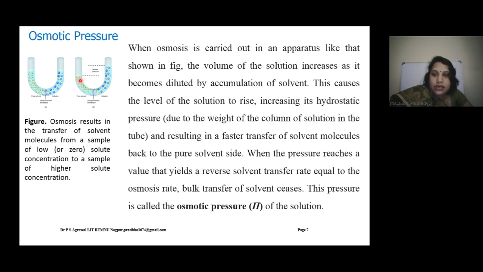solution. See, its height is less, its height is more. So whatever the height, the weight of the column, the pressure rises. And it results in a faster transfer of solvent molecules back to the pure solvent side. Means this pressure pushes the solvent molecules back. When the pressure reaches the value at which the reverse solvent transfer rate is equal to the osmosis rate, the equilibrium is attained. That time, whatever the pressure is, that is the osmotic pressure.